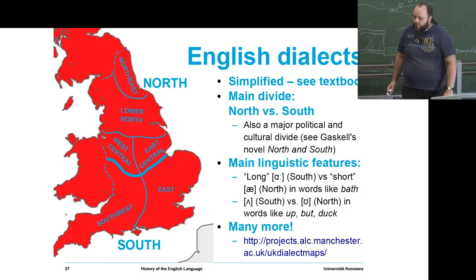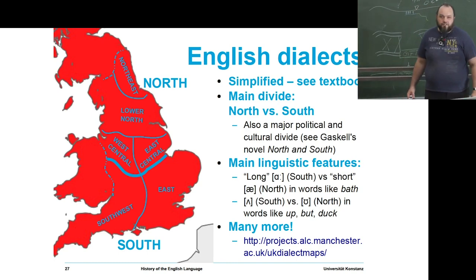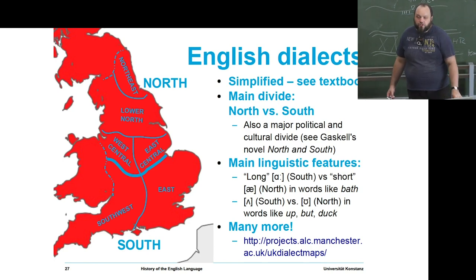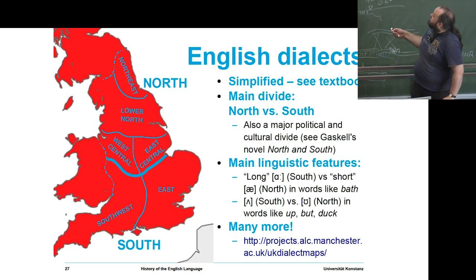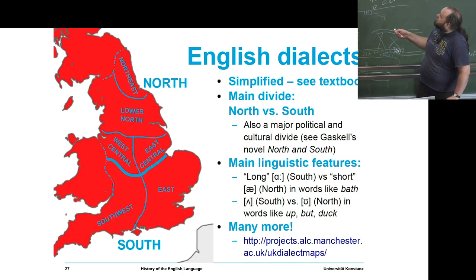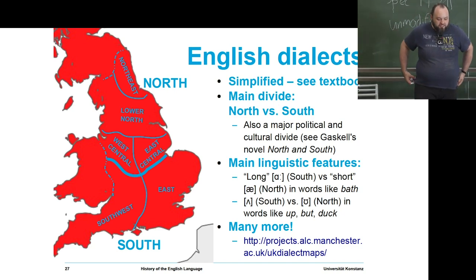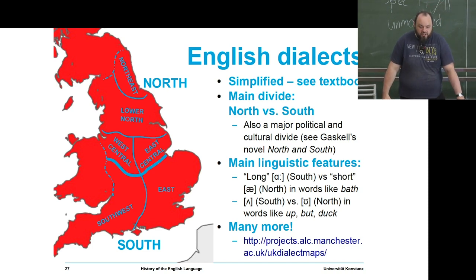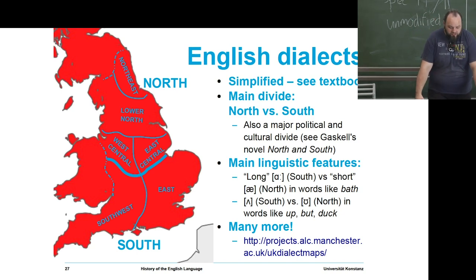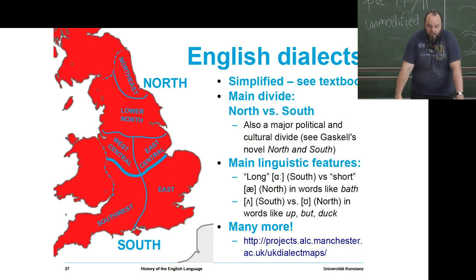Dialects, then. So here are the basic dialect divisions in England. This is a simplified version. You can see the textbook for the full version. The main divide, as always, is north versus south. So you can see this line here is probably the major dialect division in England. And there are many, many linguistic features that set the north apart from the south. So for instance, words like bath and grass in my variety would have an R-like vowel, and in the north, people would pronounce these with an A vowel in British English. Similarly, in the south, you have words like up, butt, and duck, as in my variety. In the north, you'll get different vowels.